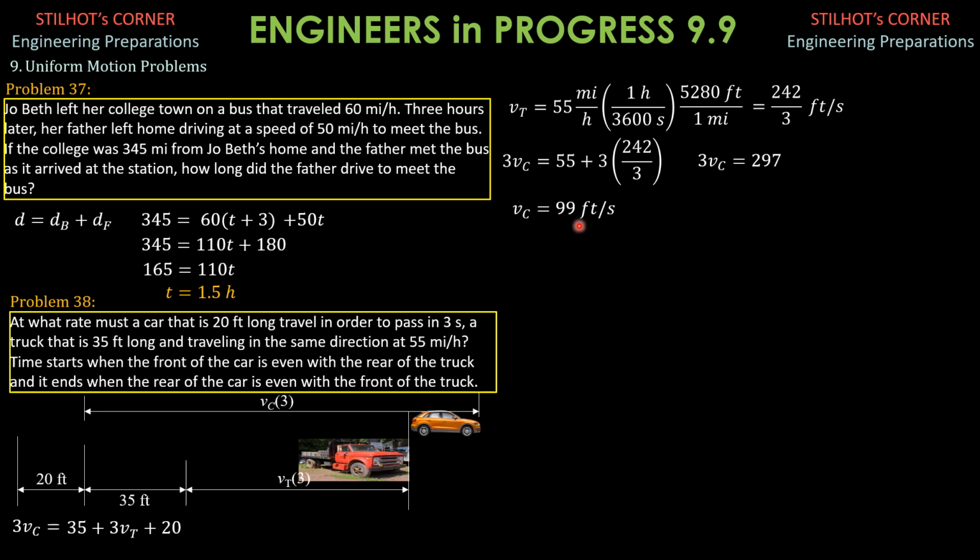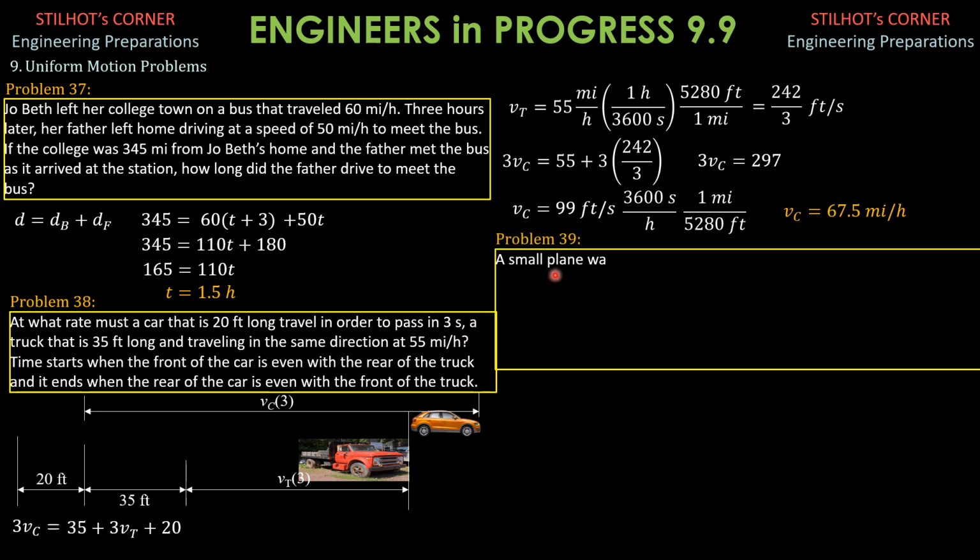We then convert this to miles per hour because we should make the units the same as that of the speed of the truck. So times 3,600 seconds per hour, then times 1 mile over 5,280 feet. So the speed of the car, or the rate of the car, so that it will overtake the truck completely in 3 seconds is 67.5 miles per hour. So that's it for that problem.